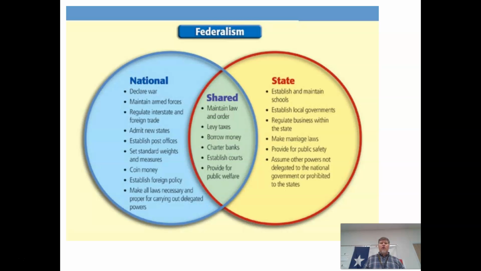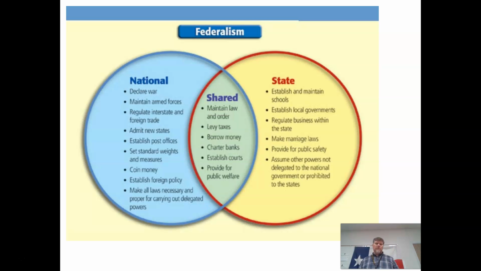And then you provide for public welfare. That is both a state and national issue that both can deal with. And so you can see schools are state issues, local governments are state issues, regulating business within the state, marriage licenses, driver's licenses, teaching licenses, law licenses. So a lot of licensing is a state license, not a national license.